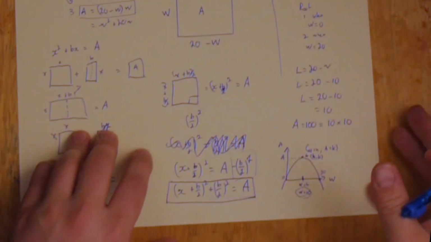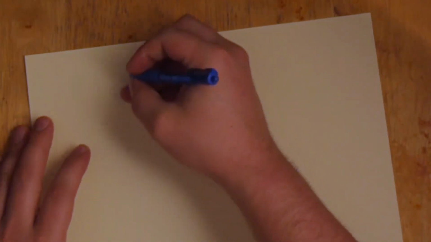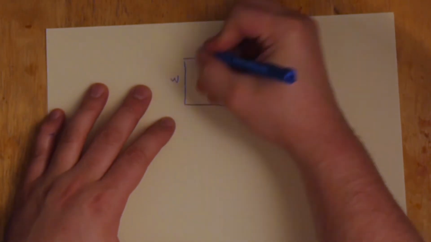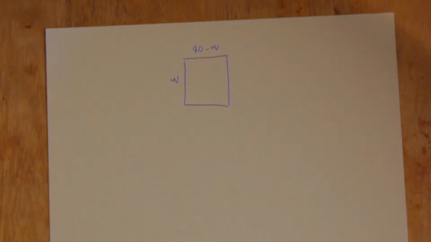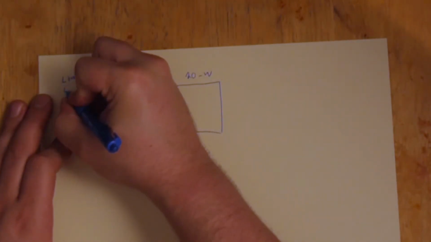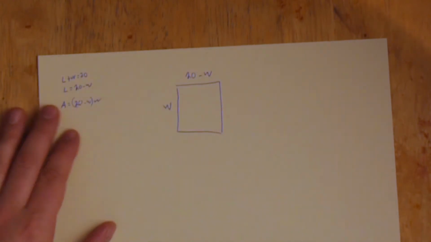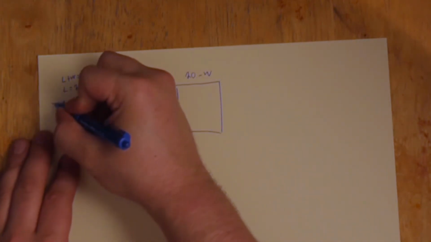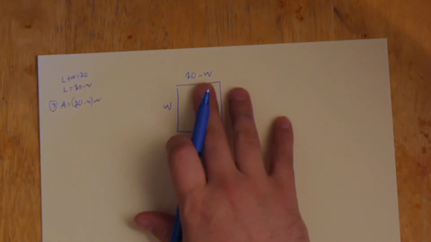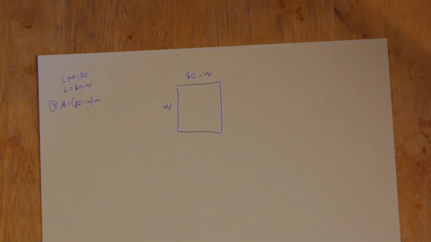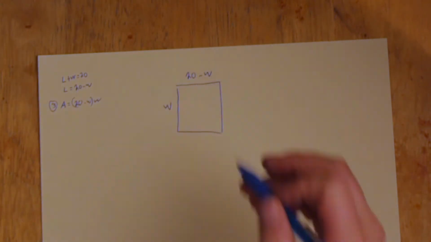Let's try to do this with the rectangle that we had. So we started out with this w and then 20 minus w. I'm going to rewrite stuff right here. Okay, so right now we have written down equation number 3 from our area equation. This is where things get really interesting. So we have this 20 minus w term on the top here.